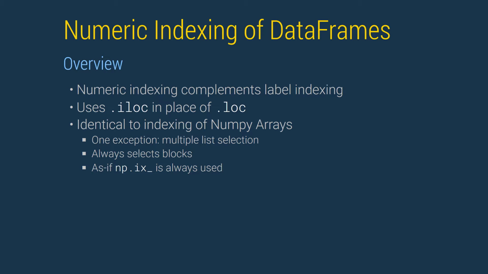Numeric indexing uses iloc instead of loc, and is virtually identical to selection in NumPy arrays. The sole exception occurs when selecting both rows and columns with a list. DataFrame selection behaves as if np.ix is always used, and so two lists always select blocks of rows and columns.